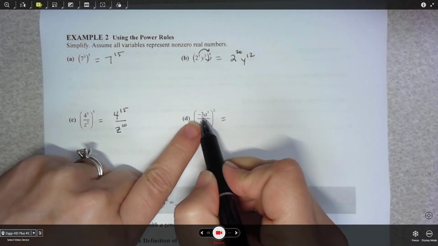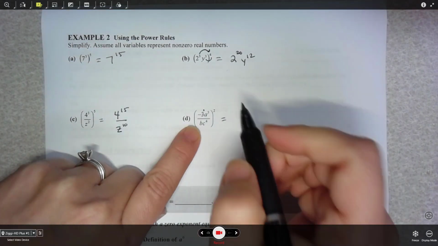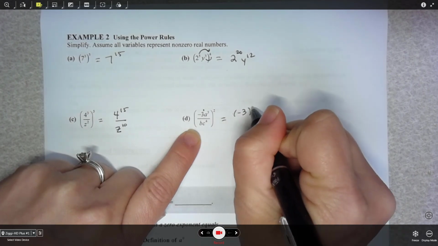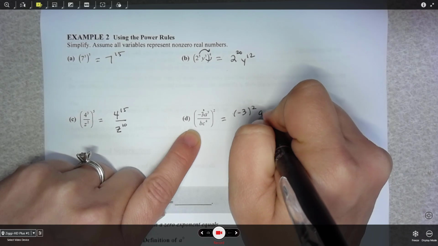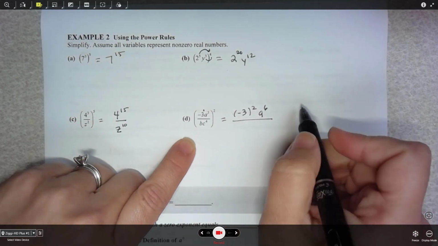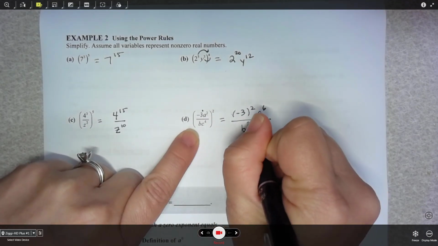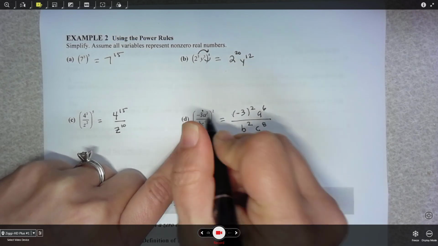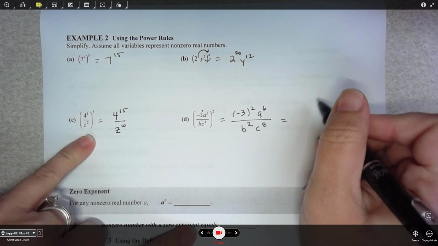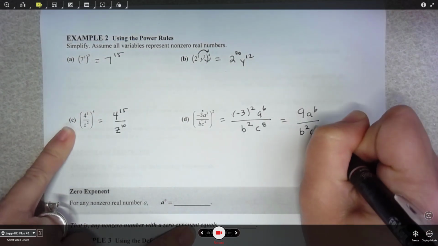Alright, in this case I have multiple bases inside, so remember that 3 has a 1, so that would give me negative 3, and then a to the 6th. Alright, so I'll say 3 times 2 is 6. Then down here I'll have b squared c to the 8th. So 1 times 2, 4 times 2 will give me 2 and 8. Then if I simplify that out, 9a to the 6th over b squared c to the 8th.